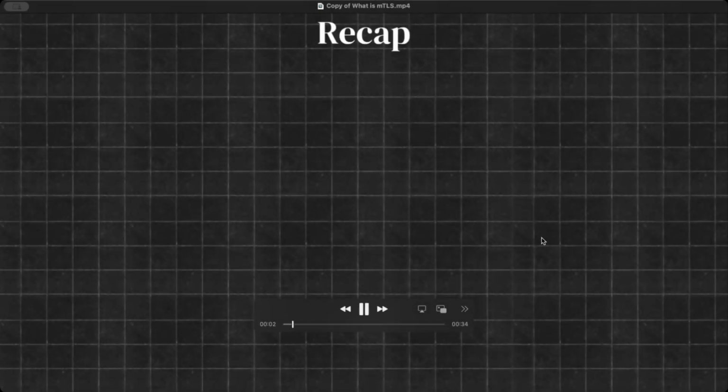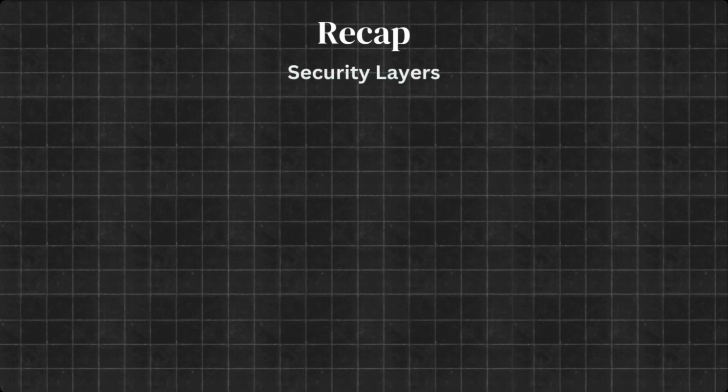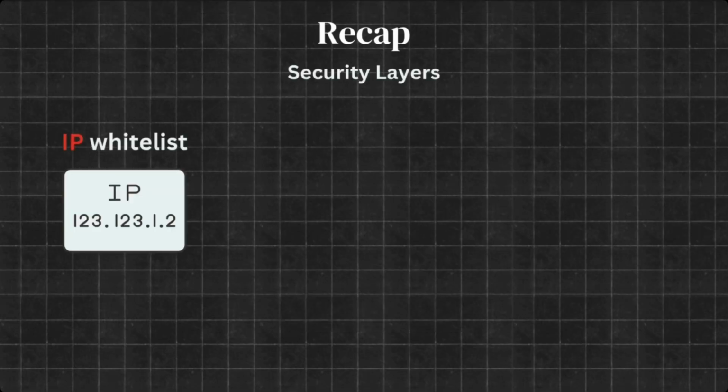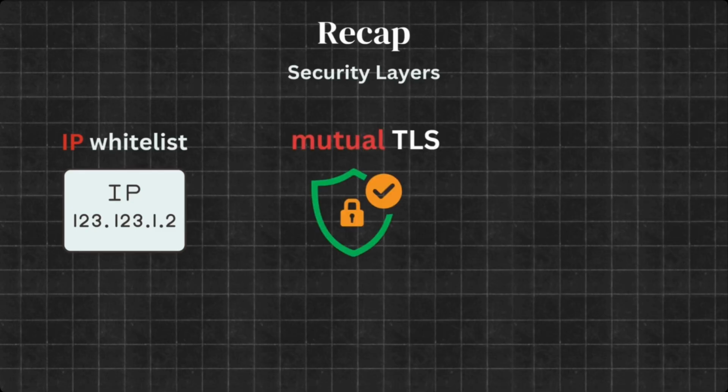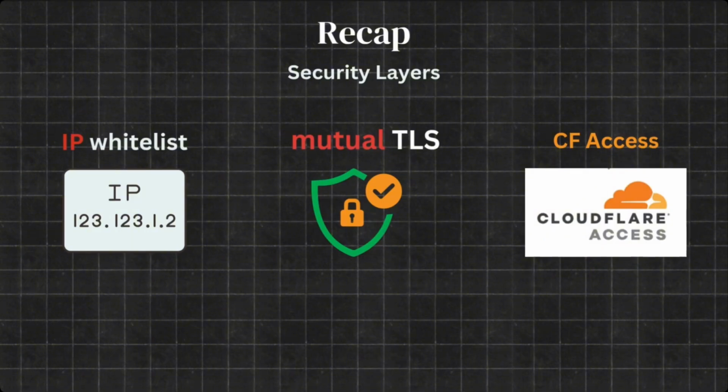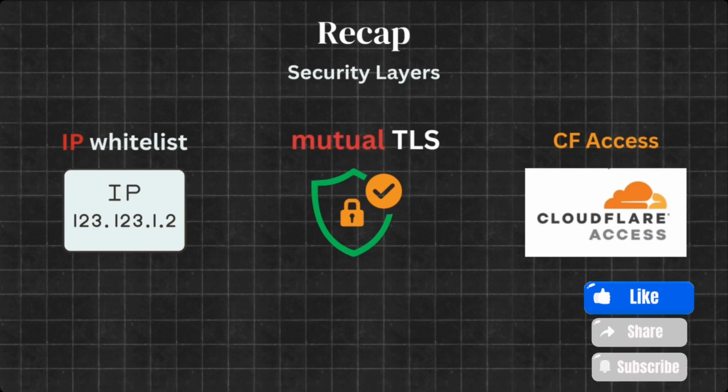Okay, so let's recap. We have set up 3 security layers. First, IP-based restriction, which allows specific IP addresses to access the service, like your home network or your workplace. Then we have mTLS. It allows only devices that have valid certificates to connect. So if you are outside the home or using mobile data, you can still access your service. And finally, we have Cloudflare Access, which allows you to control who can access it based on identity, like email address of your company or your own email.